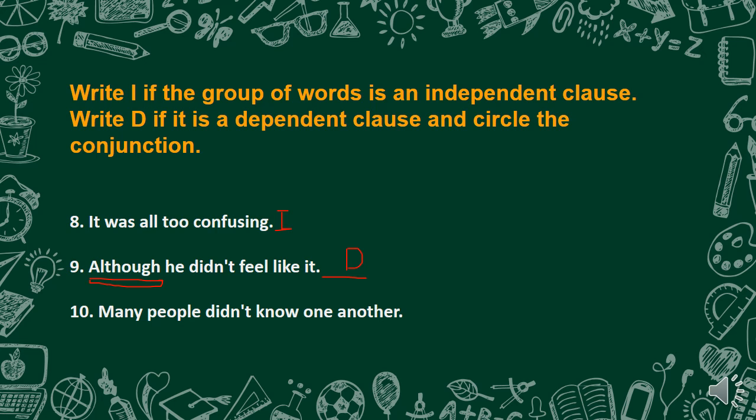Many people didn't know one another. Here, many is actually an adjective and not a conjunction. Many people, this is the subject, didn't know one another, this is the predicate. And have we understood a full meaning? Yes. So this is another independent clause.